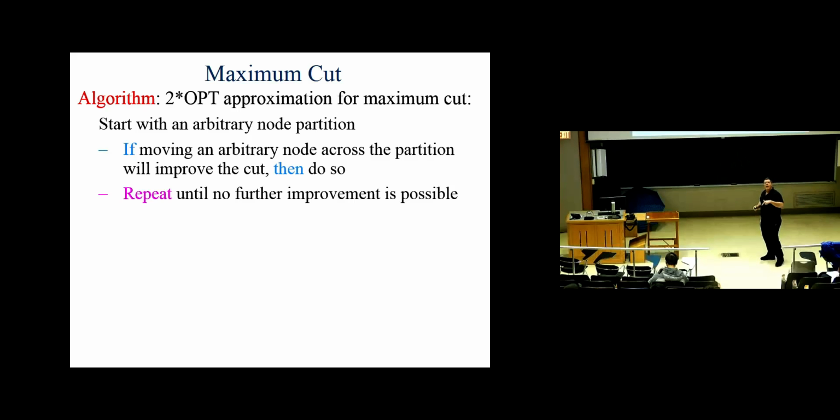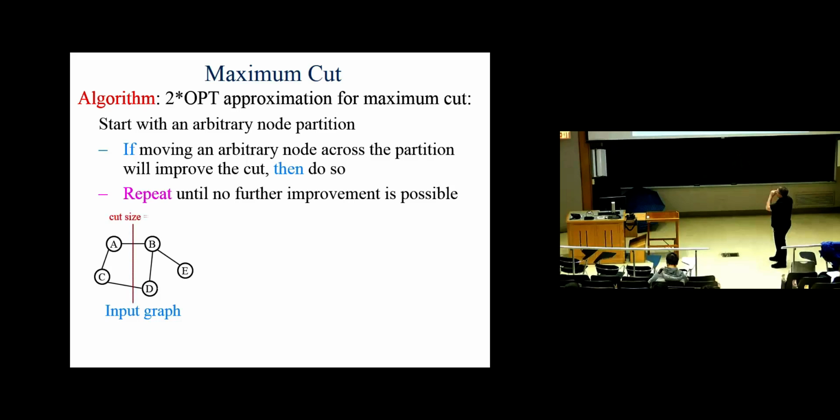That's no worse than twice optimal. We're about to prove that. So for example, here, start with a random partition, right? I don't care which. Cut size is 2. And then find a node to flip.